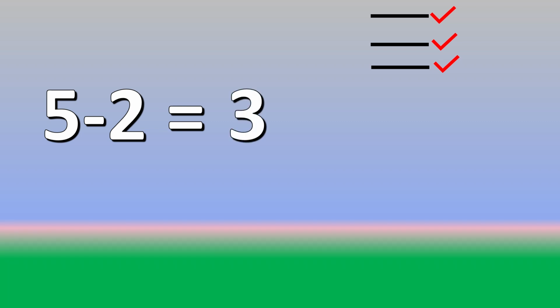5 minus 2 equals to... Let's draw 5 lines. 1, 2, 3, 4, 5. Let's remove 2 lines. 1, 2. How many lines are left? Let's count. 1, 2, 3. 3 lines are left. 5 minus 2 equals to 3.